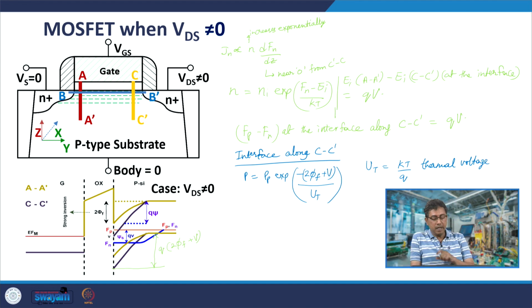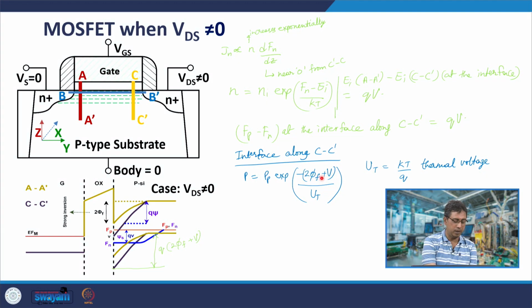the band bending has increased by a value V. Suppose it was 2 phi f at the interface along AA prime, that is this. Then at CC prime it is now 2 phi f plus V. And the quasi-Fermi level of holes has remained at the same value. Therefore, the hole concentration would now reduce exponentially with QV, because the band bending has increased. So, the difference between the quasi-Fermi level and Ei would increase by a value V. So, that is what has happened.